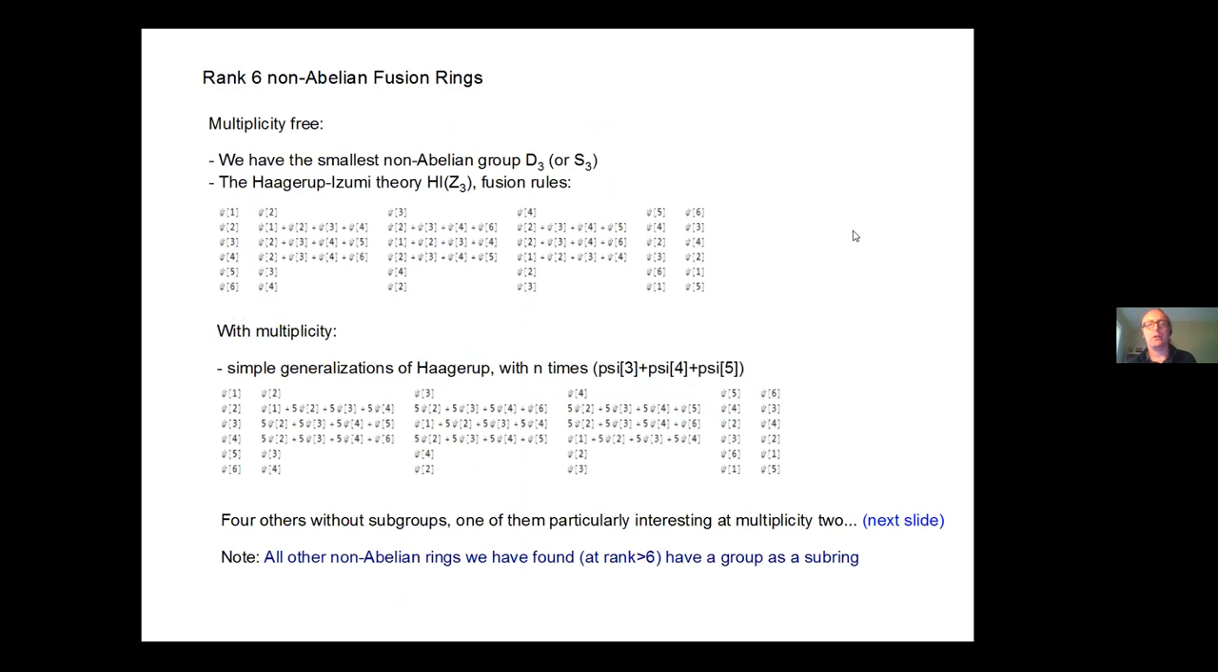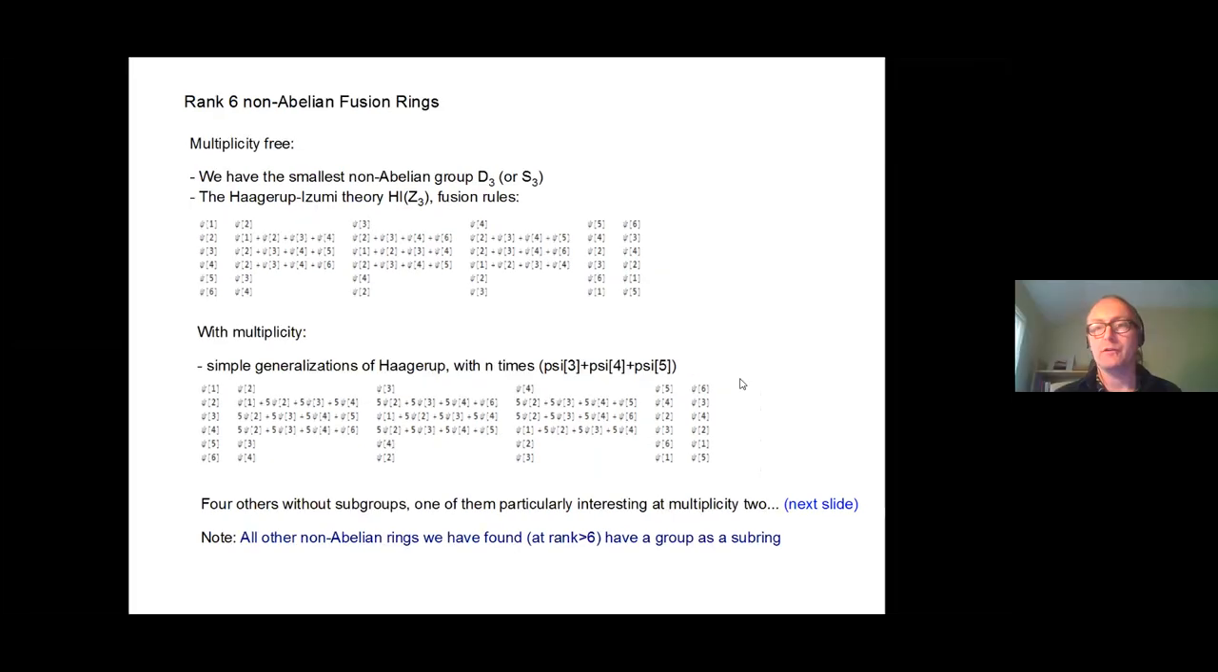Okay. So just a brief overview of the rank 6 non-Abelian fusion rings. So you have the smallest non-Abelian group and the Haagerup. And then most of the other ones are trivial higher multiplicity versions of the Haagerup, where these non-group-like elements appear with higher multiplicity, 5 here, for example, but it also appears with 2, 3, 4, 5, 6, 7, it always appears. But there are four other ones that don't have a subgroup. So these all have subgroups at 3.